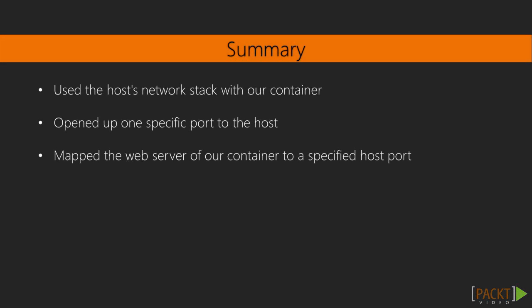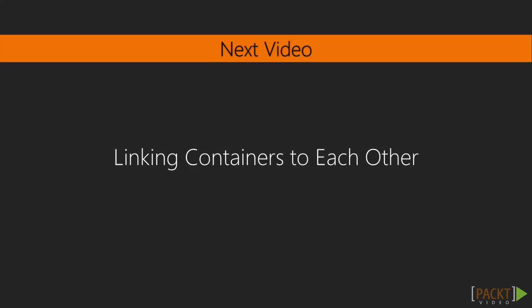In this video, we've used the host's network stack with our container, opened up one specific port to the host, and mapped the web server of our container to a specified port. We can now control access from the outside to our container services via our host machine. In the next video, we're going to look at how containers can talk to each other in a dynamic fashion without opening up ports at all.